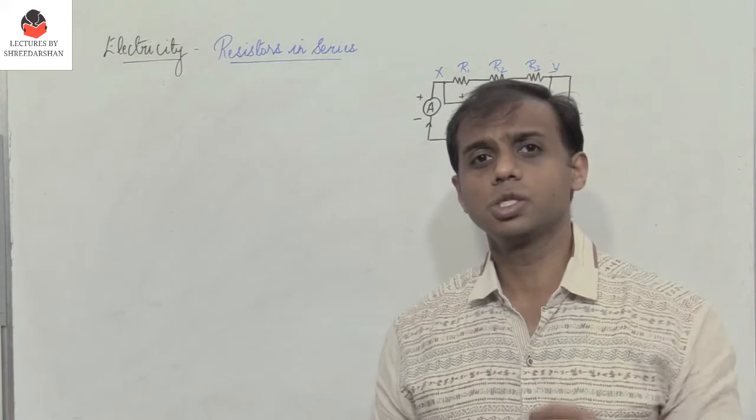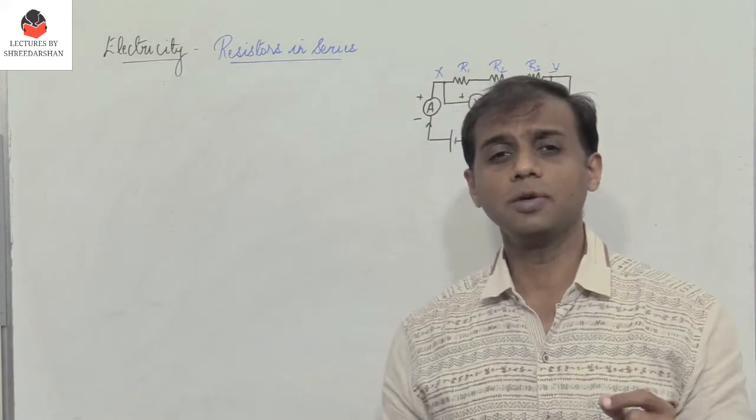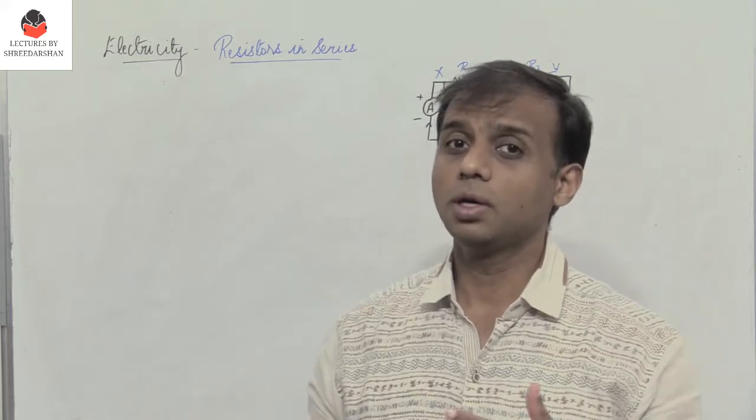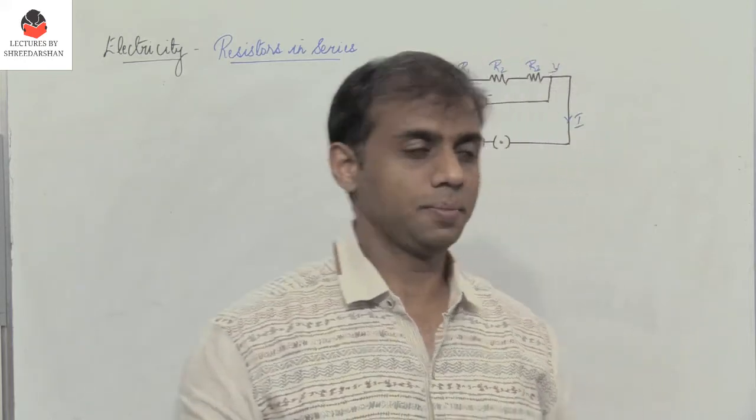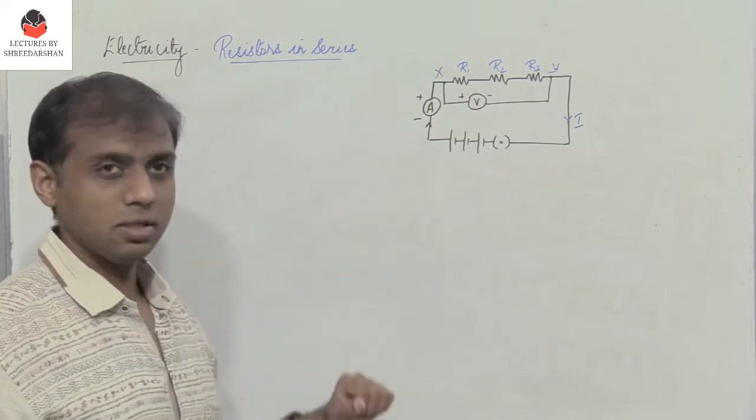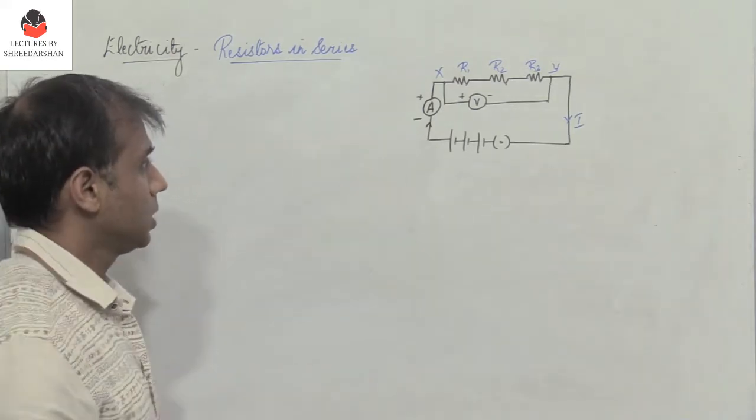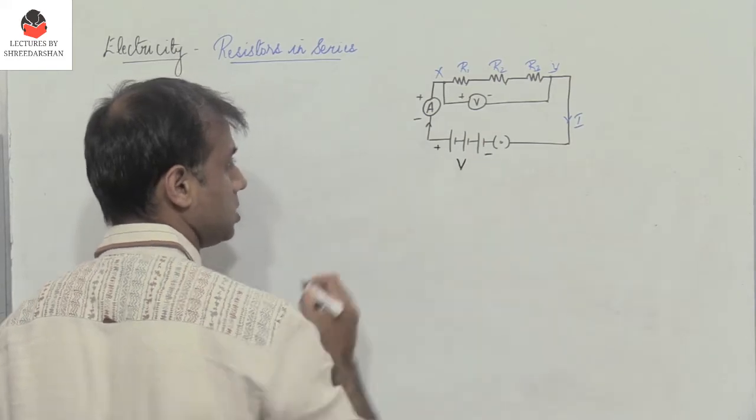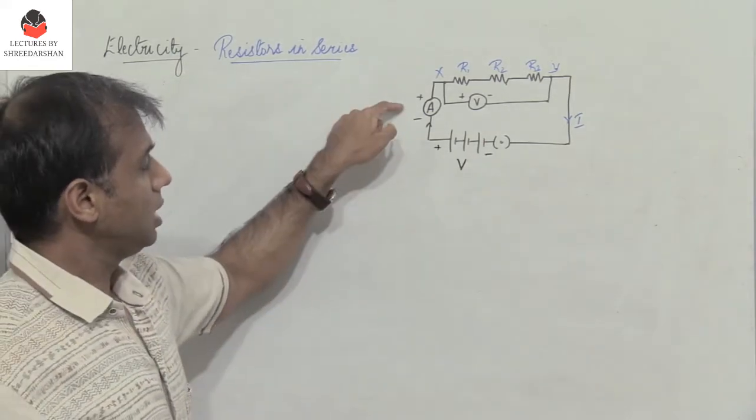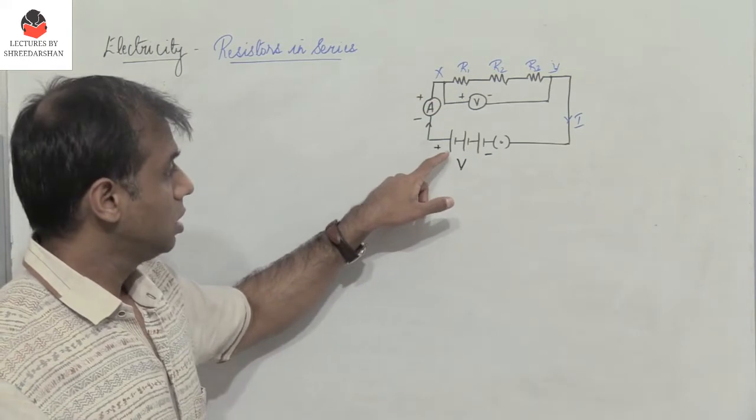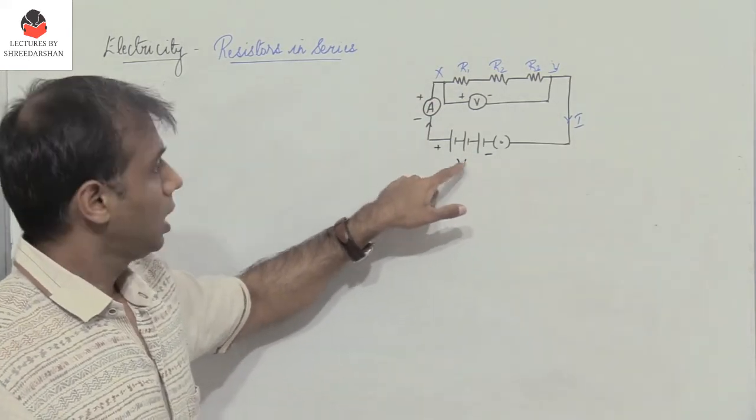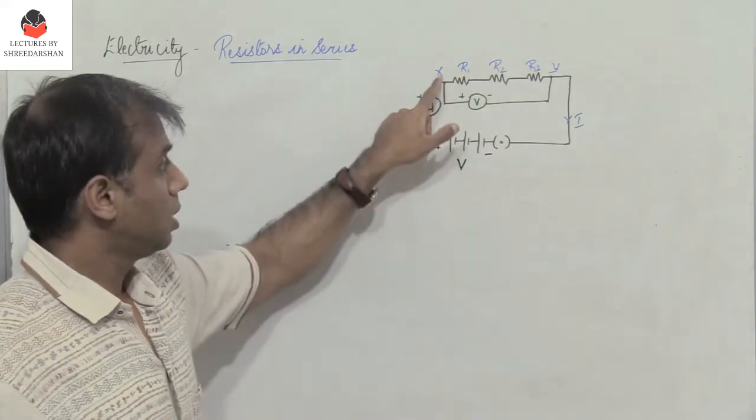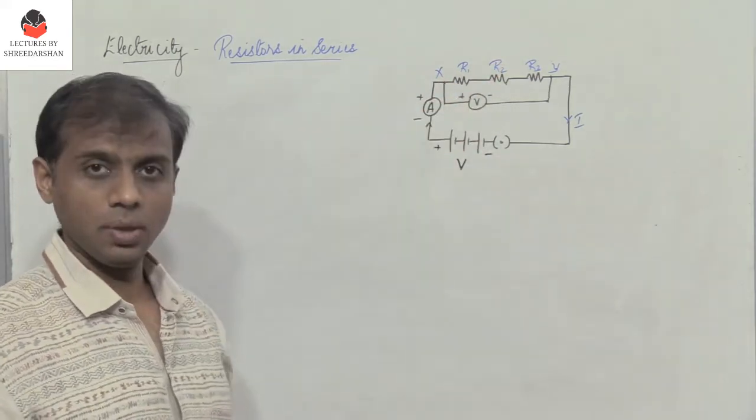The next question which comes to our mind is what happens if resistors are connected in series and what happens if resistors are connected in parallel. Now let us consider this circuit diagram. So here there is a battery of voltage V, plus minus, connected in series. So there is a battery of voltage V and we have three resistors connected in series, R1, R2 and R3.